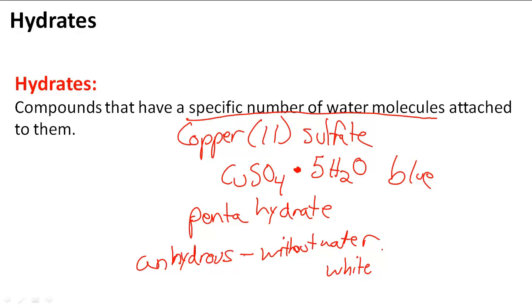And in hydrates we can also know the percent of water that's in it and the percent of the compound that is in the whole hydrate.